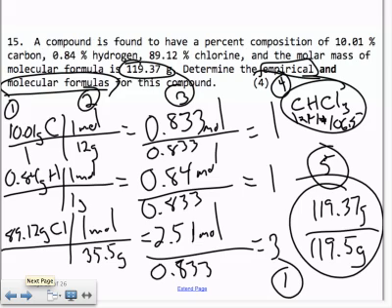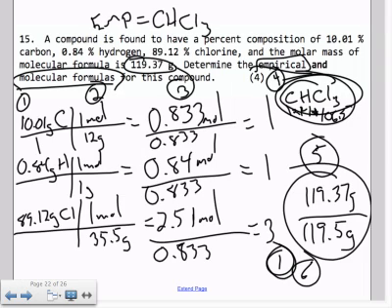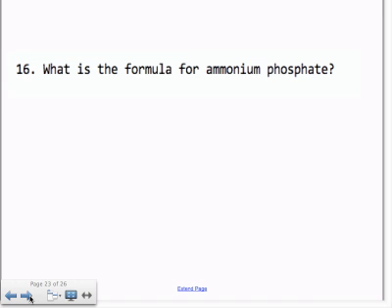And then the next step, step 6, would be to multiply all the subscripts in the empirical formula by the number you get from step 5. In this case, it's just 1. So the empirical is CHCl3, and the molecular is also CHCl3. They are the same formula. Okay, so that's your answer there.